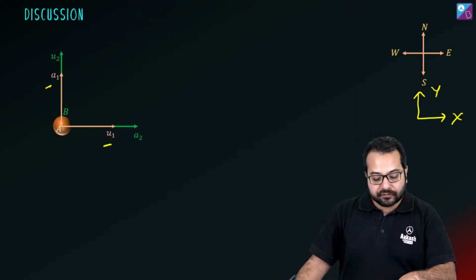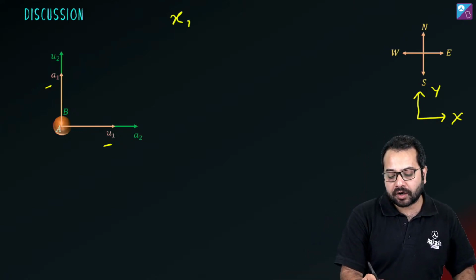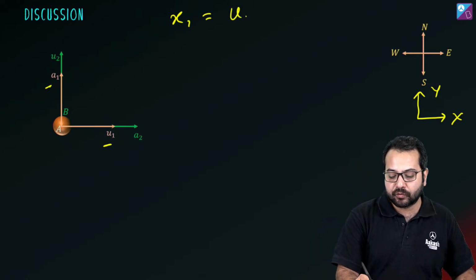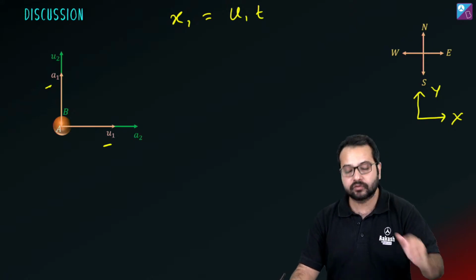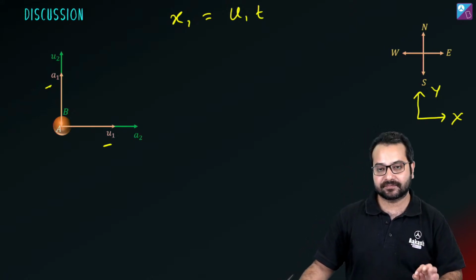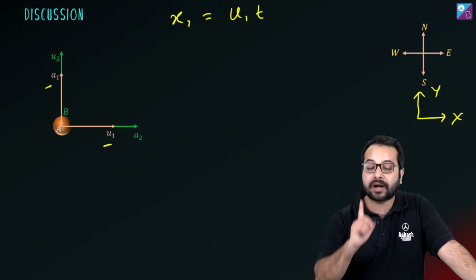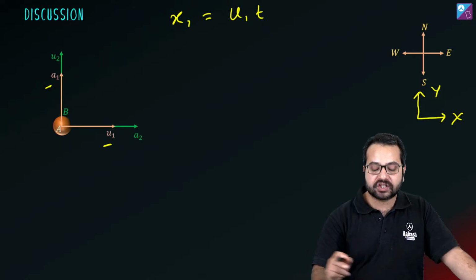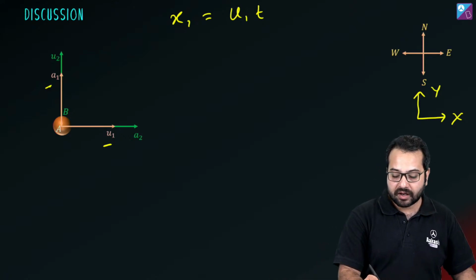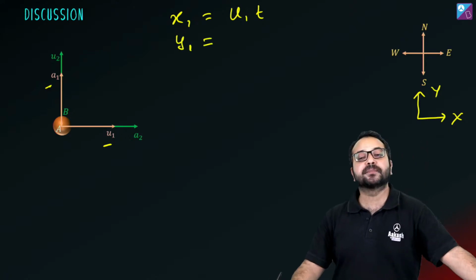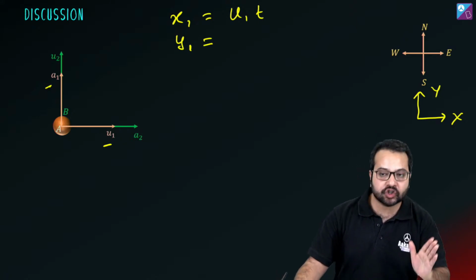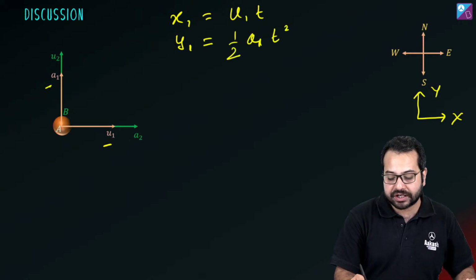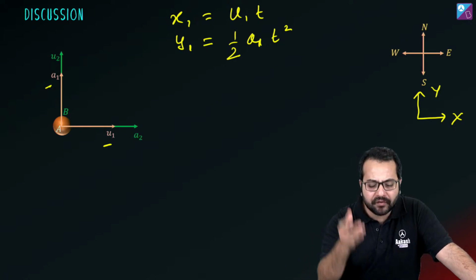Now for particle 1, what will happen to the horizontal displacement? The horizontal displacement is going to be u1 into t, because there is no acceleration in the x direction. The acceleration in the x direction is 0 for particle 1. So x1 will be equal to u1 into t. And what will be y1? What will be the displacement along the y direction? There is no initial velocity in the y direction, so this is going to be half into a1 into t square. Do you agree? We already know this kind of equation.